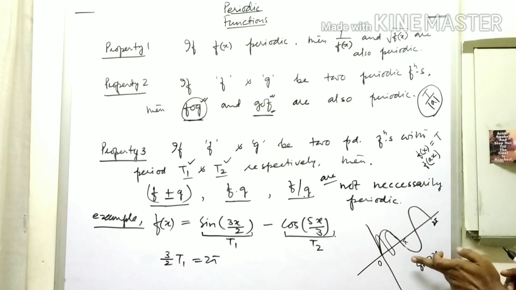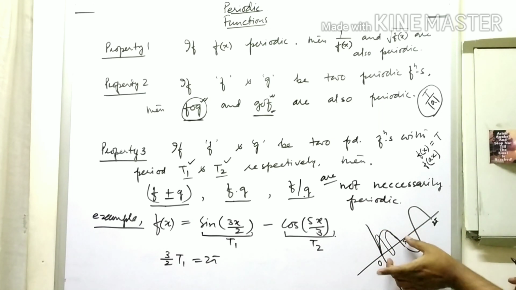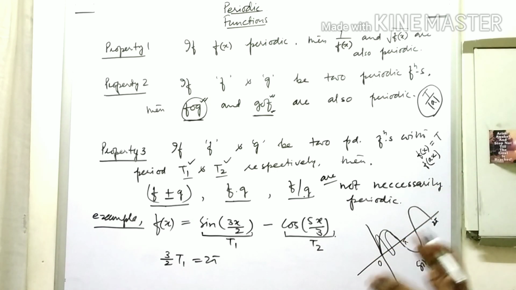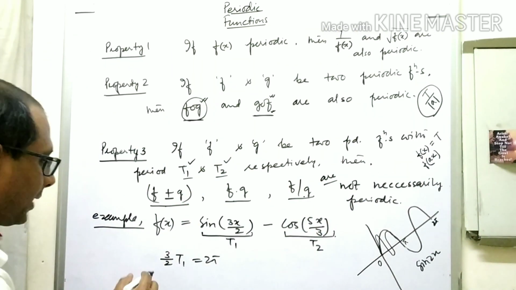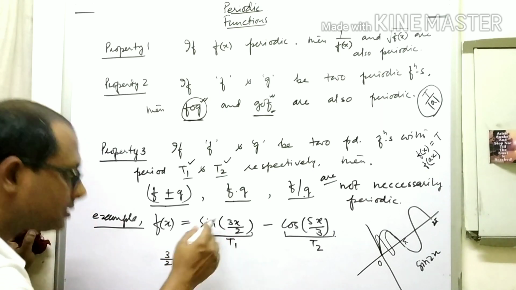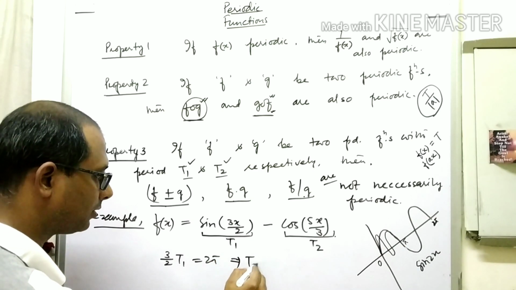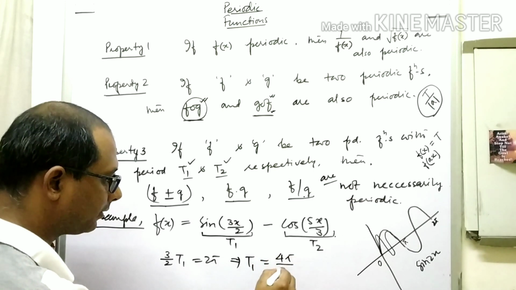Just to give you one example, sin x and sin 2x. Sin x was from 0 to 2 pi. The moment we draw sin 2x, it gets repeated in the interval pi, so its time interval is reduced to pi. Understood? That is the same thing I'm doing here. So t1 will be equal to 2 pi divided by 3 by 2, which is 4 pi by 3.